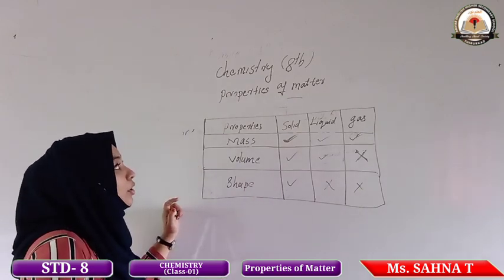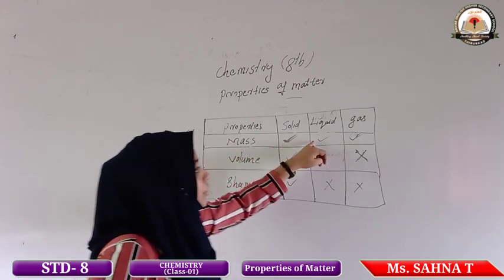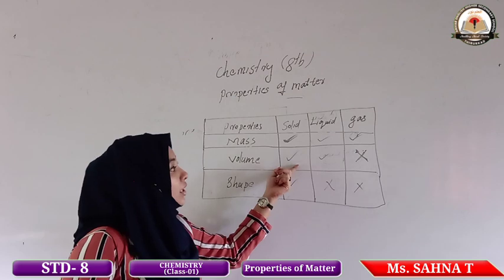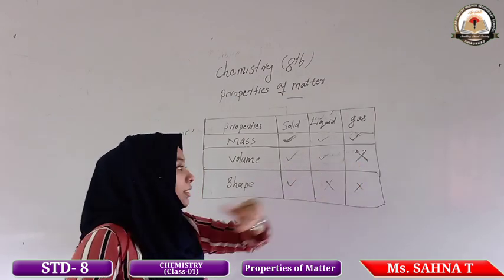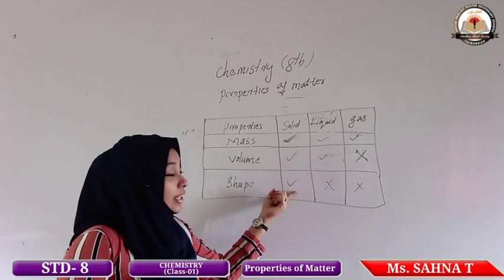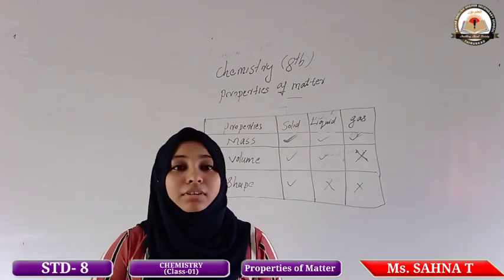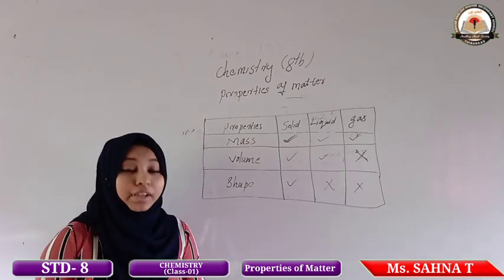These are the properties of matter. Solid, liquid and gas all have mass. Solid and liquid have volume, but gas does not have a definite volume. Shape: solid has a definite shape, but liquid and gas do not have a definite shape. These are the properties of matter.